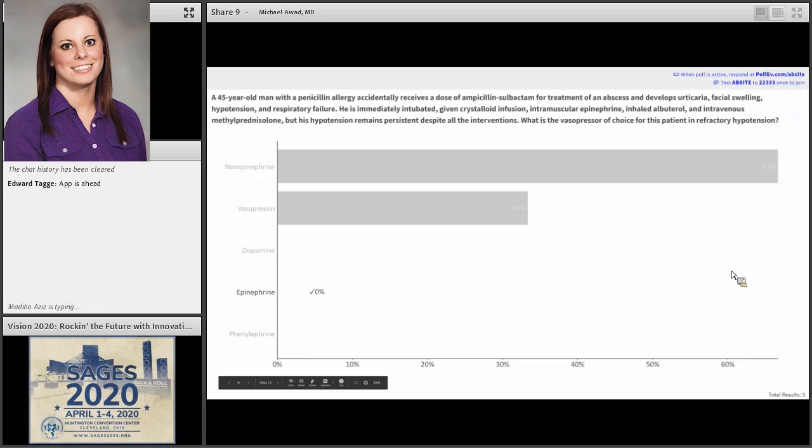Norepinephrine is your first-line vasopressor for someone who's in septic shock. And vasopressin can be added to norepinephrine to augment someone's response to norepinephrine or if they have refractory septic shock. Dopamine is used for patients who are hypotensive and also bradycardic. And phenylephrine is used in someone who doesn't necessarily have central access but who is hypotensive.